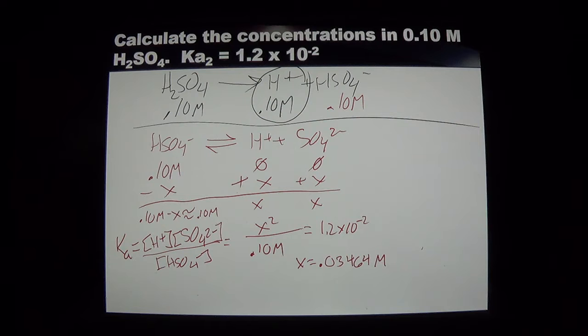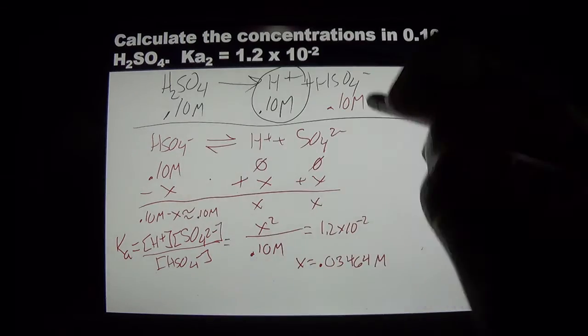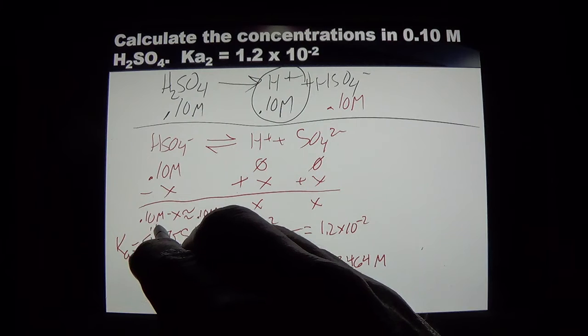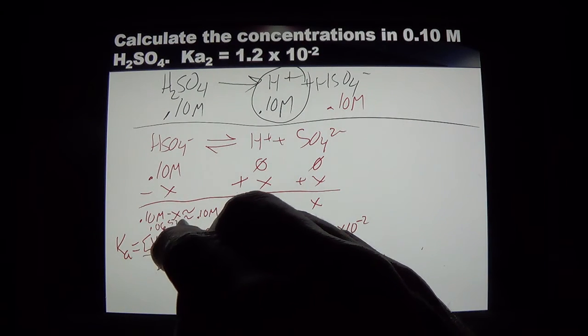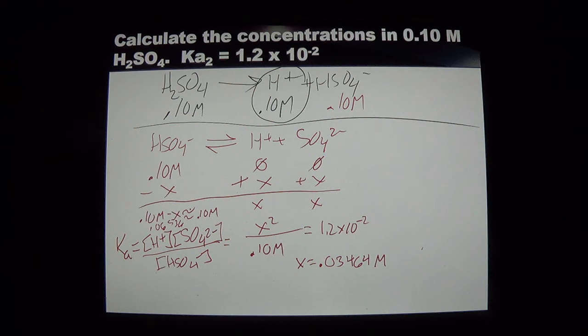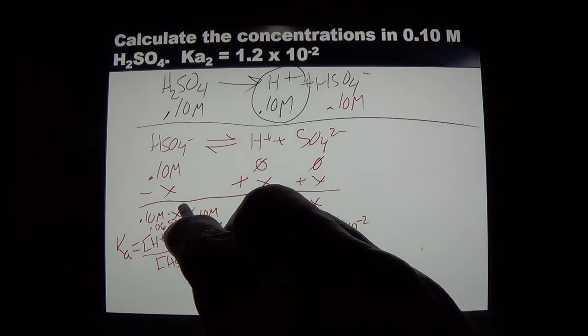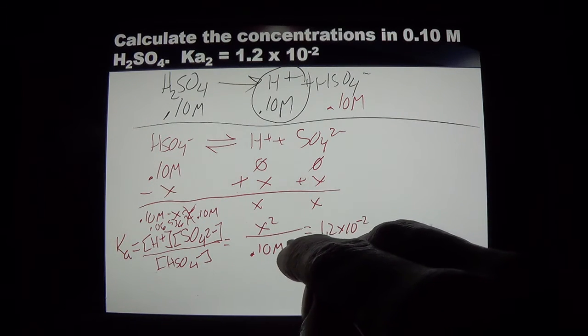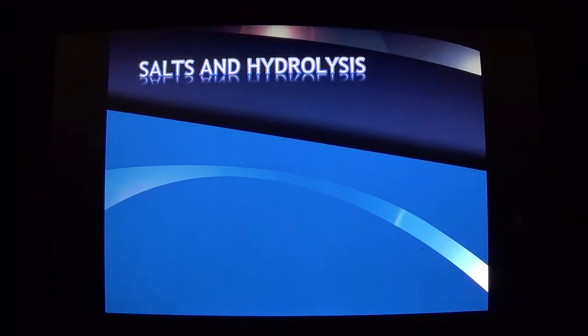Because 0.10 minus the 0.03464 is going to give me a huge difference. I'll write it here. 0.06536. Okay, that's like a 35% loss. That is not something we can assume away. So the lesson of this conversation right now is we cannot make the assumption. You would want to put a minus x here, and you'd want to do the quadratic equation.